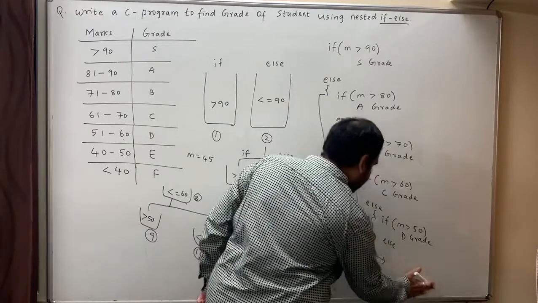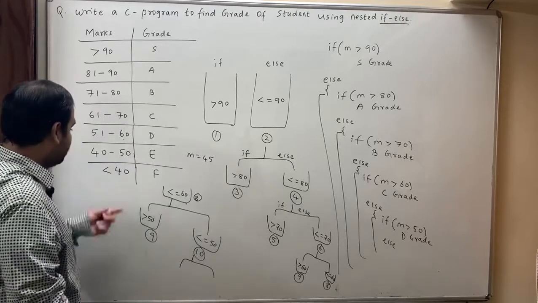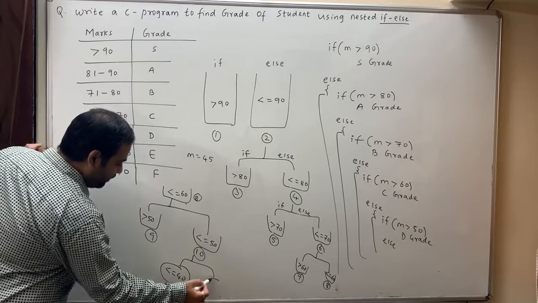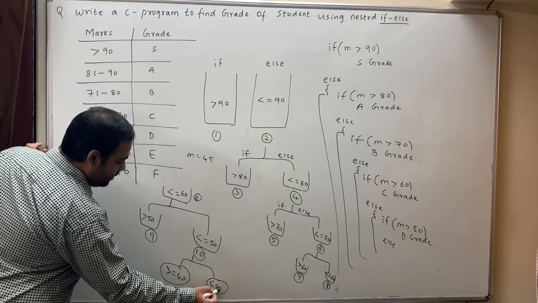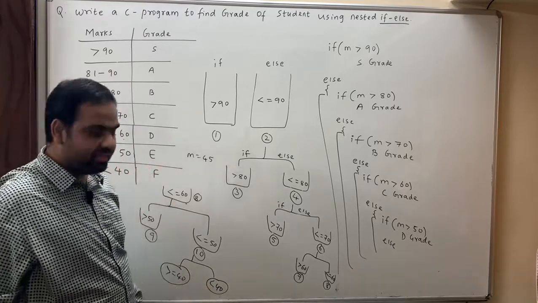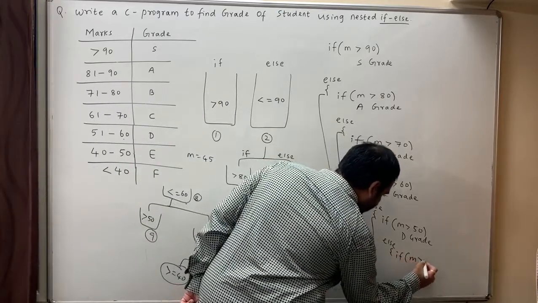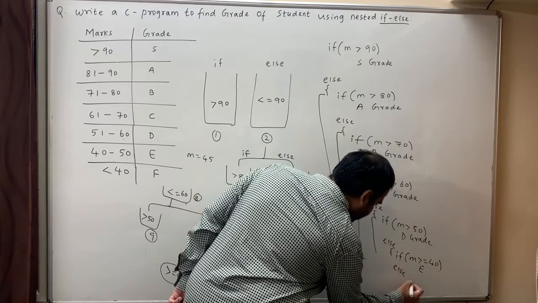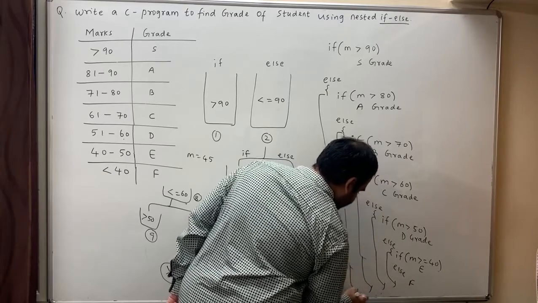Now in this else, again I need to divide into two parts. I have just written it, again I have to divide into two parts. One is greater than or equal to 40, one is less than 40, and if it is greater than or equal to 40 it is E grade, and if it is less than 40 it is F grade. Therefore again I write if M is greater than or equal to 40 it is E grade, else it is an F grade.